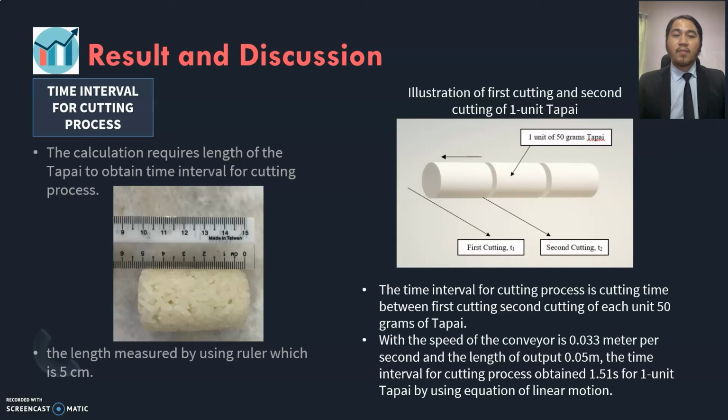The time interval for the cutting process is the cutting time between the first and second cutting of each unit of tapai with 50 grams of weight. With the speed of the conveyor at 0.033 meter per second and the length of output 0.5 meter, the time interval for the cutting process obtained is 1.51 seconds for 1 unit of tapai, using the equation of linear motion.